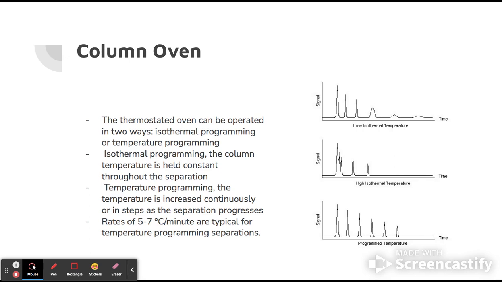However, isothermal programming works best only if the boiling point range of the sample is narrow. In the temperature programming method, the column temperature is either increased continuously or in steps as the separation progresses. This method is well suited for separating a mixture with a broad boiling point range. The analysis begins at a low temperature to resolve the low boiling components and increases during the separation to resolve the less volatile, high boiling components of the sample.